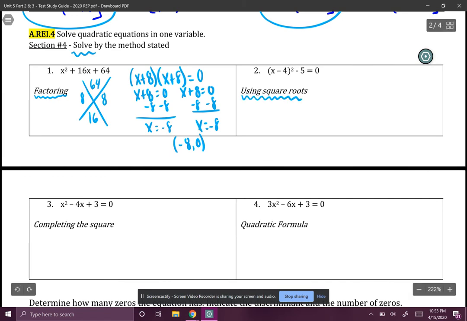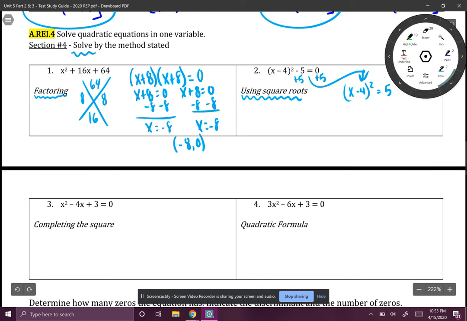Let's try this method using square roots. This is another one you're going to have to do in your assessment. Whenever we solve by square roots, we're trying to isolate the variable. So the first thing we're going to do is add that 5 to both sides of the equation. We don't need that anymore. So here we have x minus 4 squared equals positive 5.